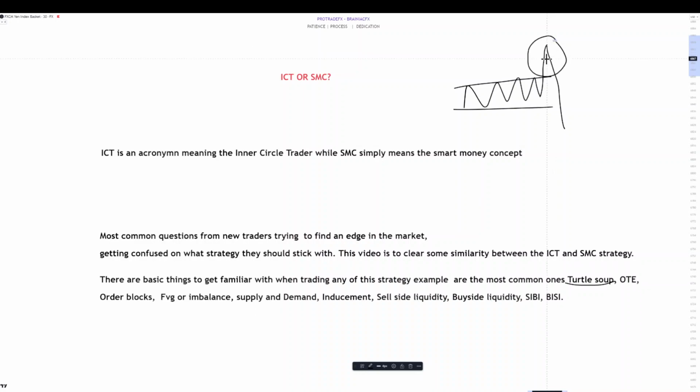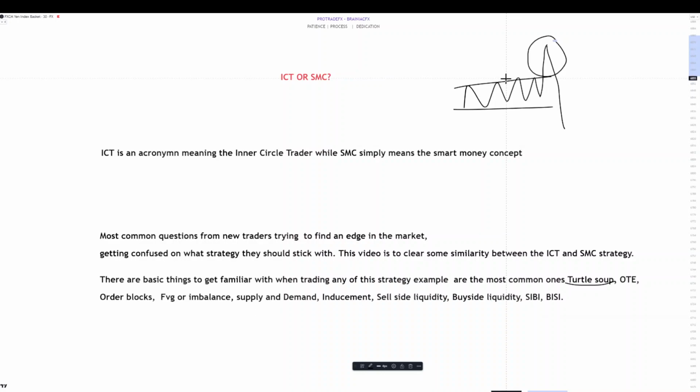So for ICT, it may be referred to as the turtle soup. For the SMC strategy, it may be referred to as stop hunt or the liquidity grab. You can see that both are actually similar in terms of technical analysis. But when it comes to the terminology attached to both strategies, they tend to be different.